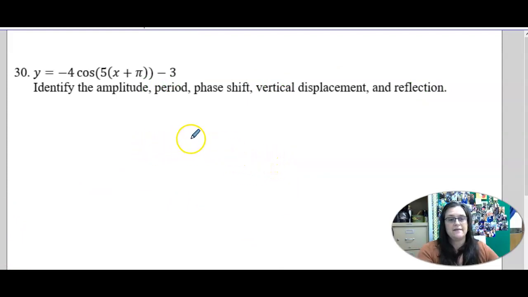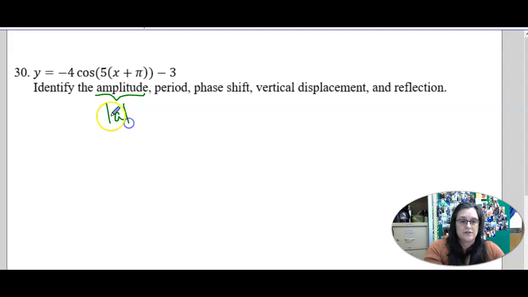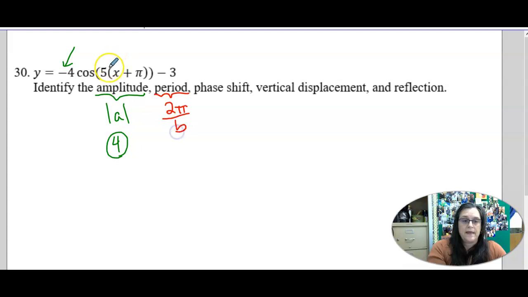Number 30 asks us to identify the amplitude. Amplitude is the a value in absolute value. So since our a is negative 4, the amplitude is going to be positive 4. Next, we're asked to identify the period. The period of the cosine function is 2 pi, and to find the period of this graph, we divide that by the b. And the b in our equation is 5, so the period of this graph is 2 pi divided by 5.